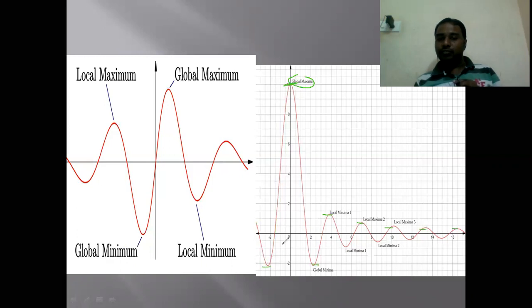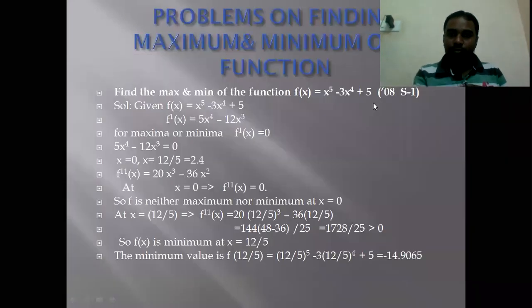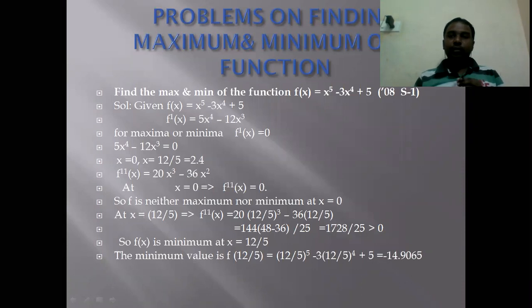Look at these minimum values. These are also minimum values, but out of these, the lowest value we call the global minimum. The remaining all we call local minima. So for a function, it may have more than one minima and maxima. Now if you see it problem oriented, how are we going to solve for the maximum or minimum of a function?